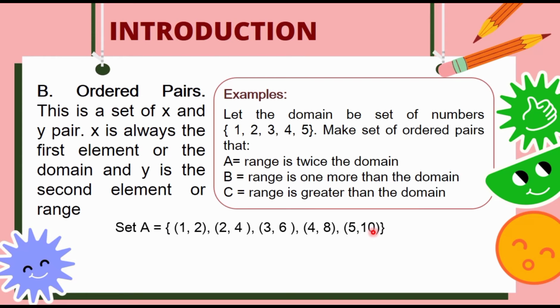Okay, naunawaan ba ang ginawa natin? Okay, so ang ginawa lang natin ay tinwice lang natin. When we say twice, minultiply natin sa 2 ang ating domain. Alin ba ang domain natin? Itong 1, 2, 3, 4, 5. Ito yun. 1, 2, 3, 4, 5.